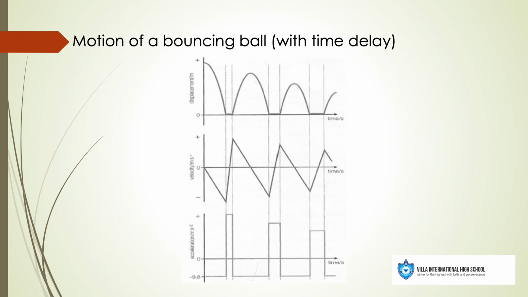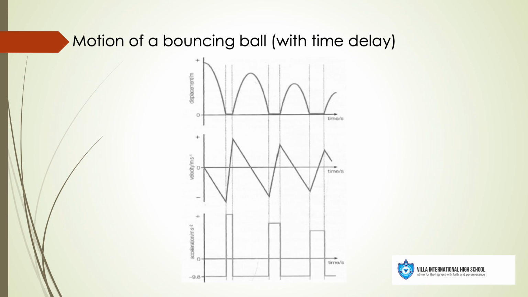Next, motion of a bouncing ball with time delay. If there is a time delay, what will happen? So look at the graph. You can see that time interval. In that time interval there is a small gap, which means it is taking some time. The ball takes some time to bounce, so there will be that much gap. Okay, please look at the graph.